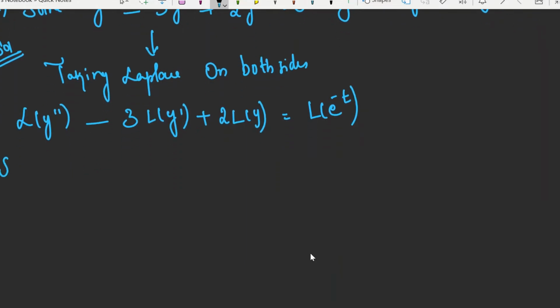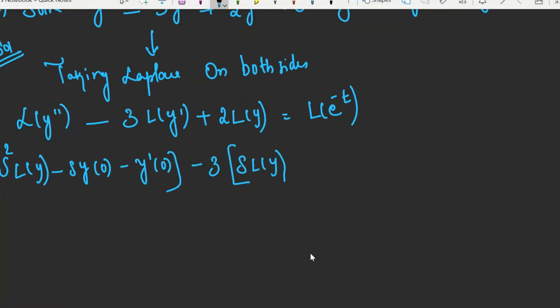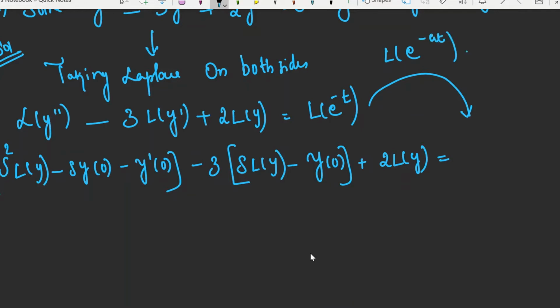L of y double dash is s square L of y minus s y of 0 minus y dash of 0, and minus 3 times L of y dash, which is s L of y minus y of 0, plus 2 times L of y, keep as it is. Here L of e power minus t. We know that the Laplace transform of e power minus at is 1 by s plus a. So here the a value is 1, so 1 by s plus 1.